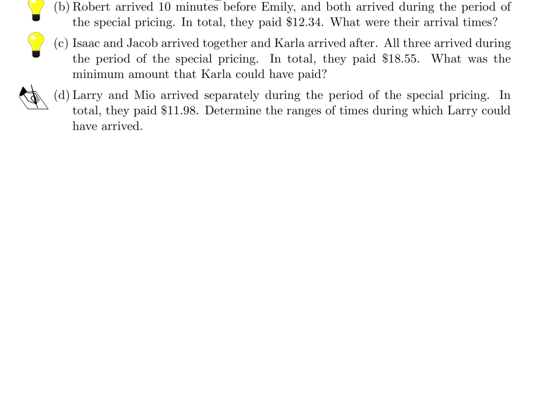Okay, so let's experiment with this. $18.55, right? So we've got three people here. We have Isaac, Jacob, and Carla. And these two arrived together, so they're going to have the same time. So X and X, let's say. And then Carla arrived after, so she's going to have some time Y. And Y is greater than X because Carla arrives afterwards. And the total, which would be 2X plus Y, is $18.55.